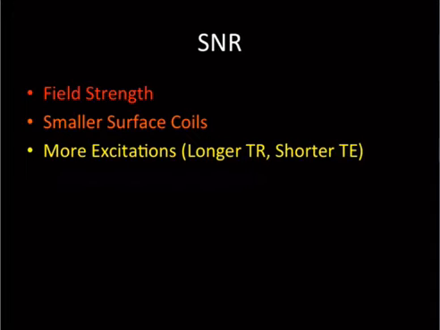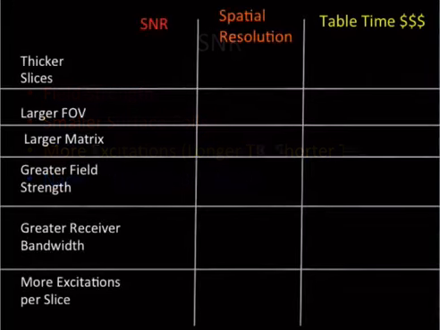A narrow receiver bandwidth. So a fat receiver bandwidth gives you rapid sampling of data. A narrow bandwidth gives you slow sampling of data. Since noise is constant, the fatter band will pick up more noise. So fat bandwidth equals decreased signal to noise. A narrow bandwidth equals increased signal to noise.